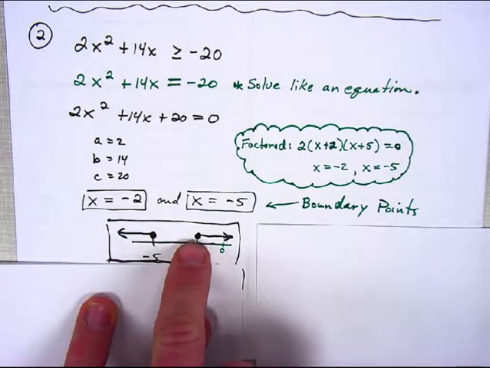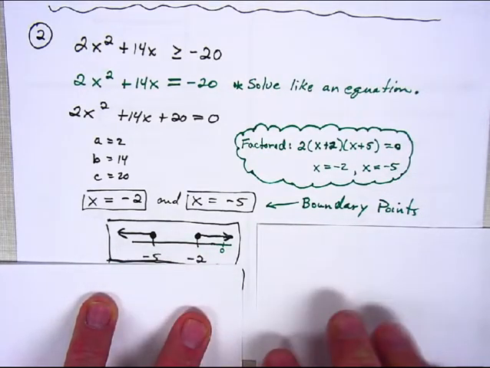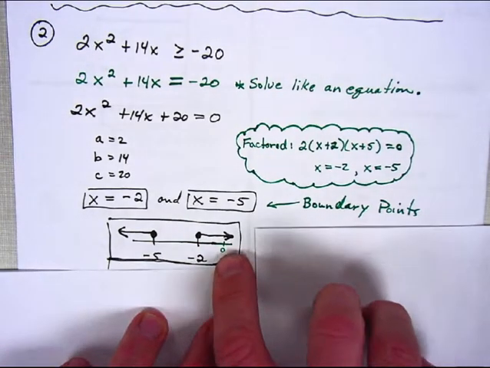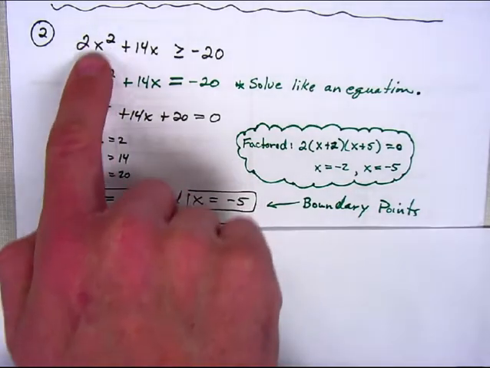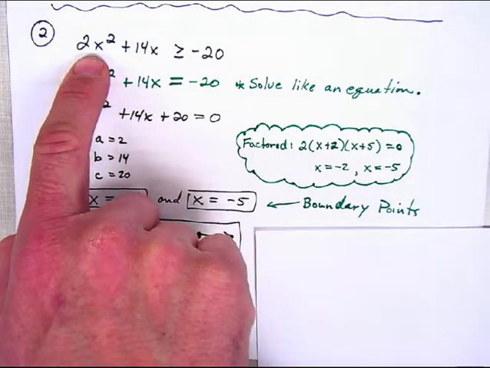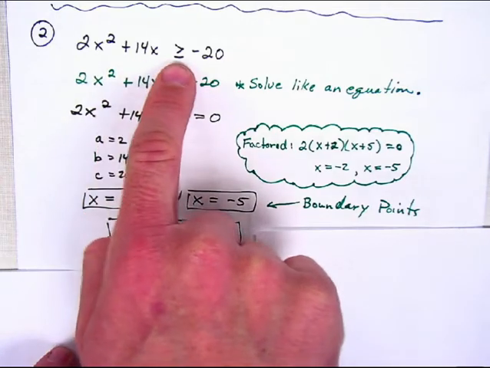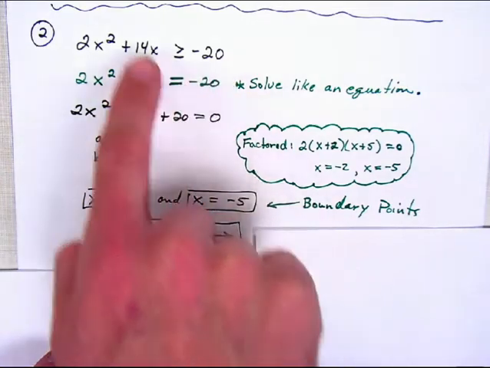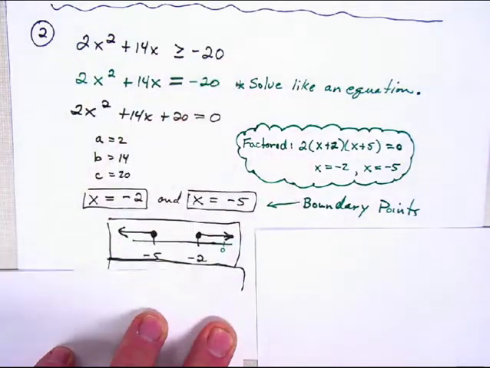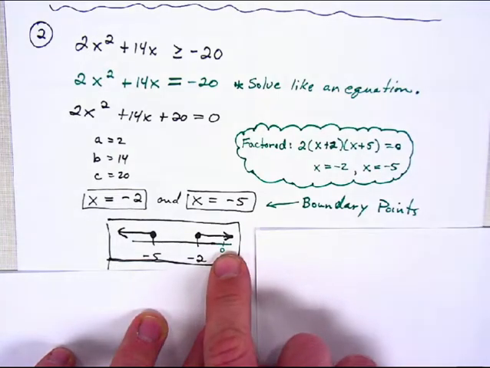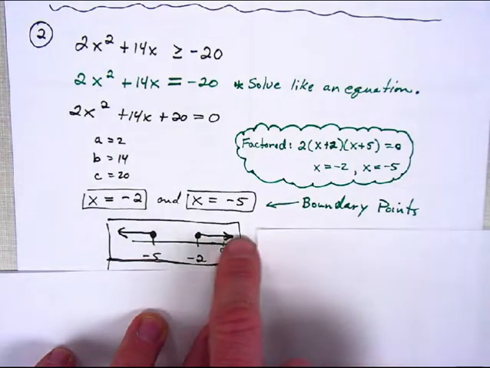I have solid dots. The next thing you need to do is test out a point. The number 0 is very easy to test. So if I go up here and test out the number 0, I'll have 0 plus 0 is greater than or equal to negative 20. Is 0 greater than negative 20? And the answer is yes. So where 0 was, it worked. So therefore I have an arrow going out to the left.